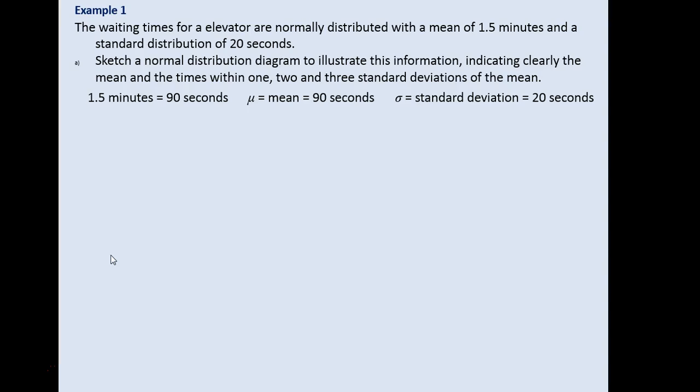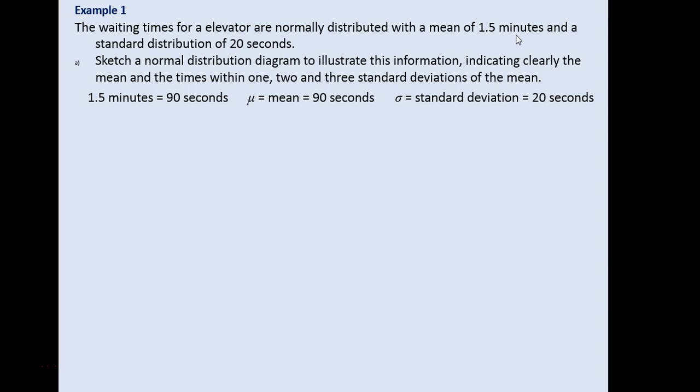So let me take you through 2 examples here so you can see how some of this works within a real problem. So for this one here, we got the wait times for an elevator are normally distributed with a mean of 1.5 minutes and a standard deviation, that should say, of 20 seconds. So first things first, you're not normally going to have to do this, but for this problem, you need common units. You can't do 1 in minutes and 1 in seconds. So instead of doing this as 1.5 minutes, we're going to see that as 90 seconds.